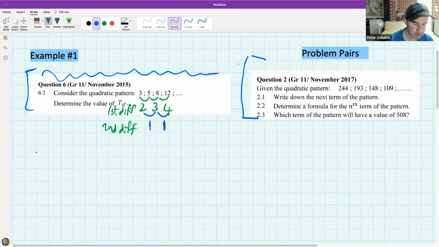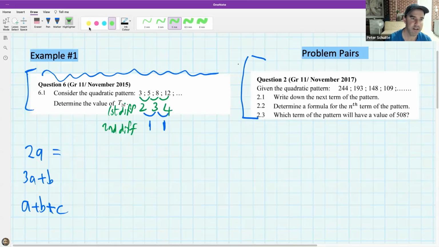Now, here's the next part. We have three things that we look at: there's the 2a bit, there's the 3a plus b part, and then there's the a plus b plus c. Where these numbers come from, if you look at video number 2 in this lesson series, that will tell you why we're using these 2a, 3a plus b, a plus b plus c. What you really need to know is what is equal to 2a. In our method, 2a is equal to the second difference. And so we would say 2a is equal to 1. Okay. Are you with me so far?